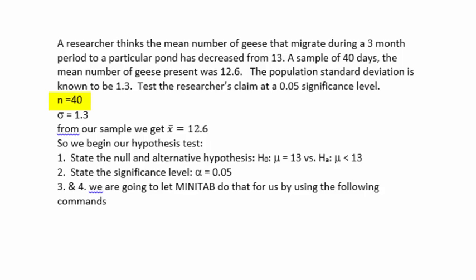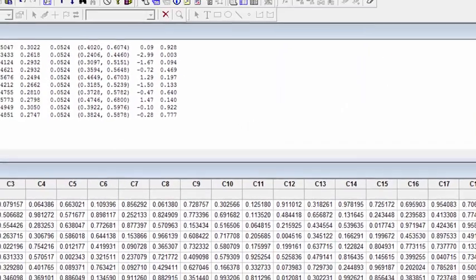So we know that our sample size is 40, that the population standard deviation is 1.3. From our sample, we got 12.6, our sample mean, that is. So when we do our hypothesis test, remember we have to state the null and alternative. It was believed that the mean was 13, but the researcher thinks it's decreased, so the alternative is less than 13. State our significance level. Well, alpha is 0.05. And with Minitab, it will calculate our test statistic and our p-value. So that will take care of 3 and 4 of our hypothesis test.